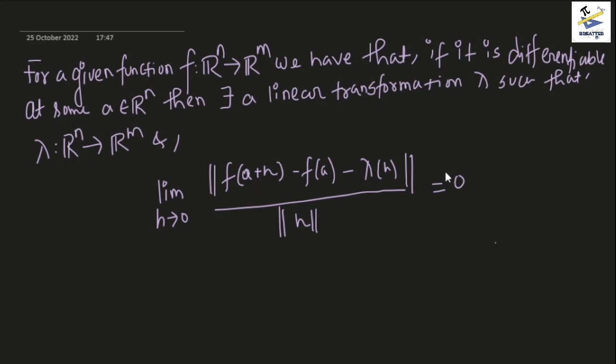So this was the condition for differentiation at the point a. What we did find was, if we are given a function f from the Euclidean space R^n to the Euclidean space R^m, and it is differentiable at some a belonging to R^n, then there exists a linear transformation lambda from R^n to R^m such that the limit as h tends to 0 of the norm of f(a+h) minus f(a) minus lambda(h), divided by the norm of h, goes to 0.